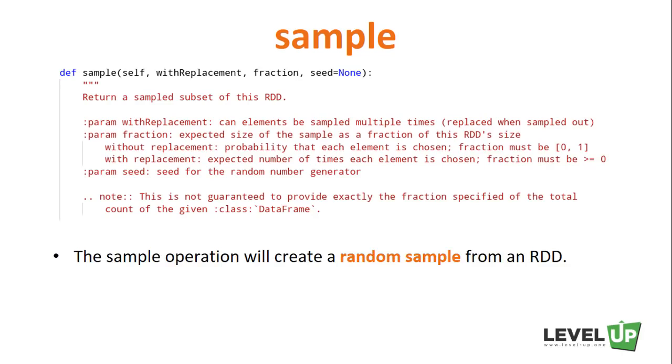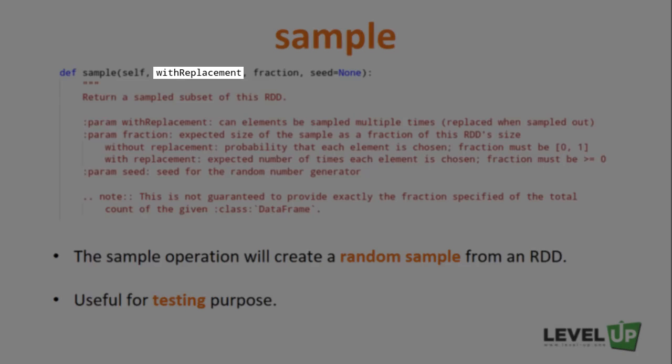It is quite useful for testing purposes. Sometimes we want to take a little random sample of larger datasets to apply some transformations, and we want to do it on our laptop. This is when the sample operation comes in handy. The sample method takes 3 arguments. The first one is whether the sampling is done with replacement or not.